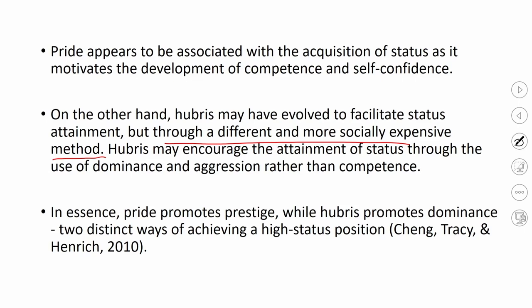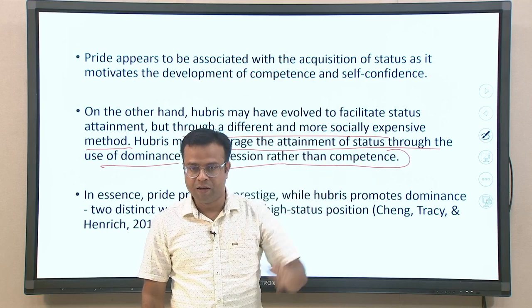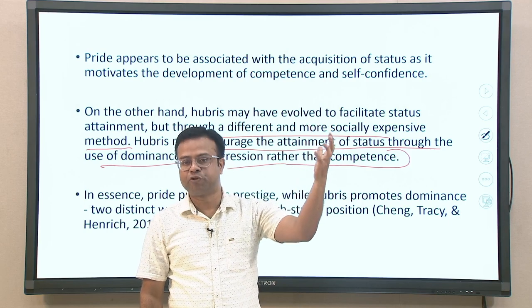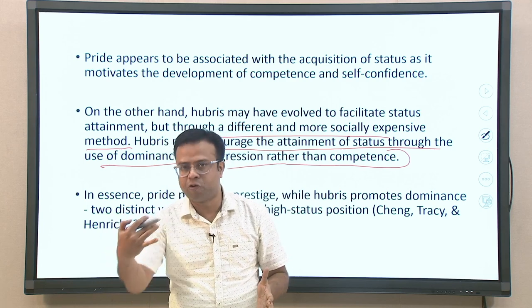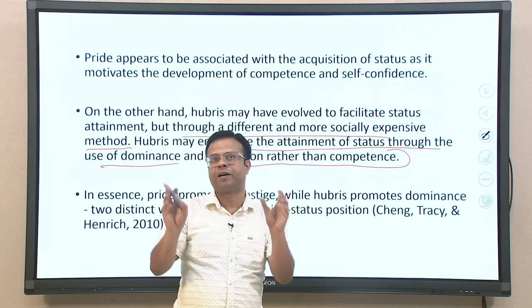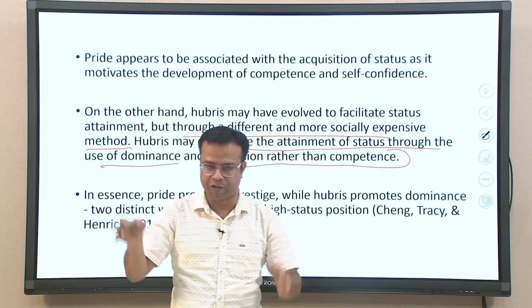Hubris may encourage the attainment of status through the use of dominance. Here the route is dominance and aggression rather than competence. In general, pride may be associated with achievement and the sense of competence that you have, which leads to a sense of status and achievement. In the case of hubris, it is more about dominance: by forcing or dominating people, you are expressing that you are better or have a higher status. So, hubris is expressed through dominance, while normal pride is expressed through competence. The route may be different, but ultimately both are trying to express success and status.